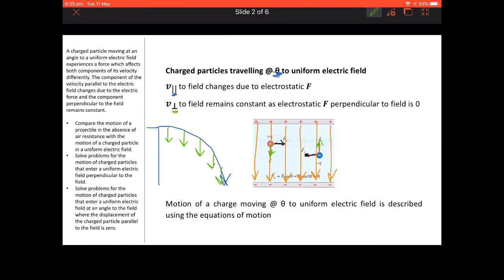The motion of a charge moving at an angle to a uniform electric field is described using the equations of motion. Those equations of motion that we use for constant acceleration, we can use in projectile motion, we can use in linear motion, and we can also use them for charges in electric fields that are uniform. This is because the acceleration is constant.